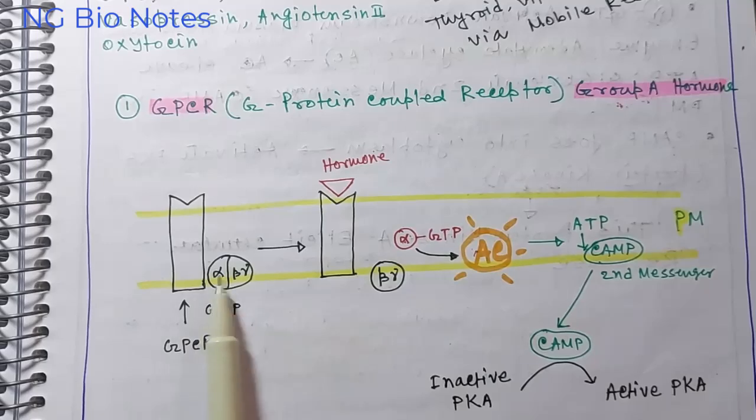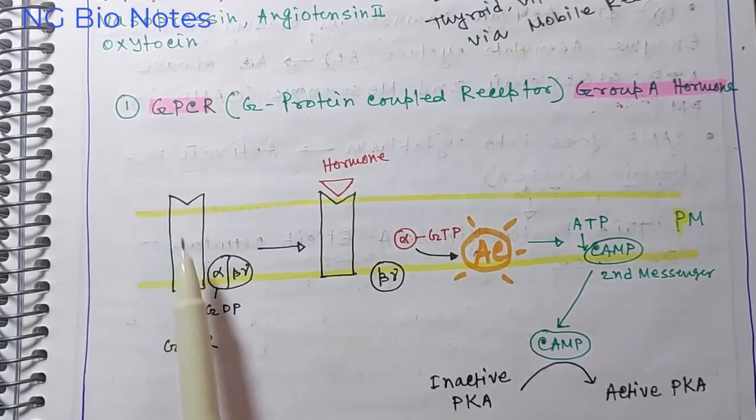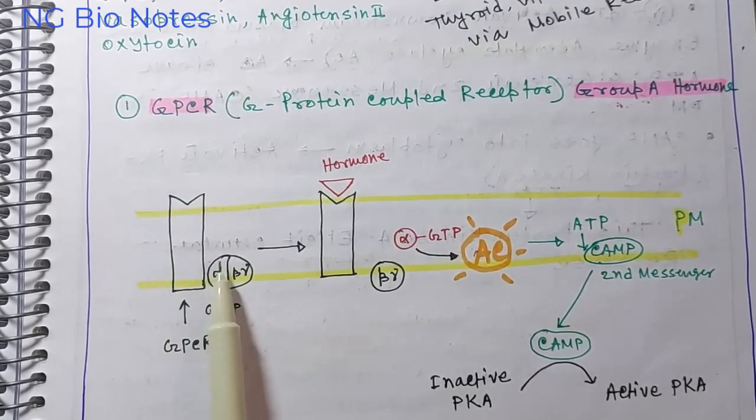But this receptor is coupled with G-protein. This is G-protein, and G-protein is a type of heterotrimeric protein consisting of three subunits: alpha subunit, beta, and gamma. So three subunits are there. When hormone is not bound with this G-protein coupled receptor, the receptor remains inactive, and in the inactive state the alpha subunit of G-protein binds with GDP, right?